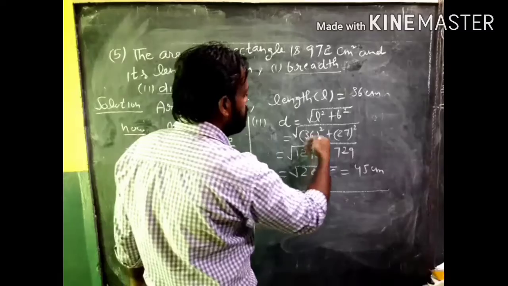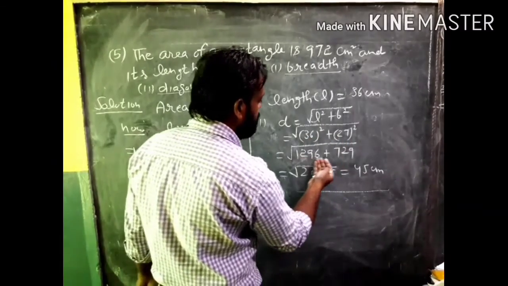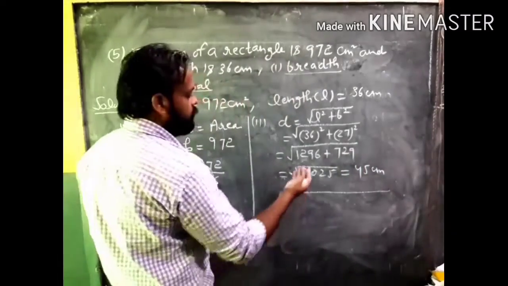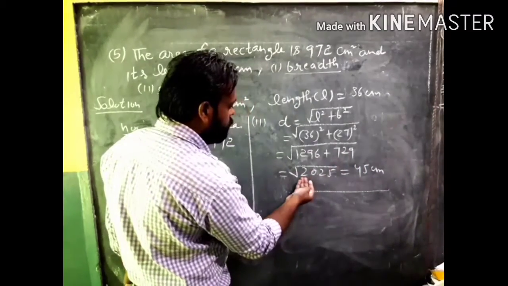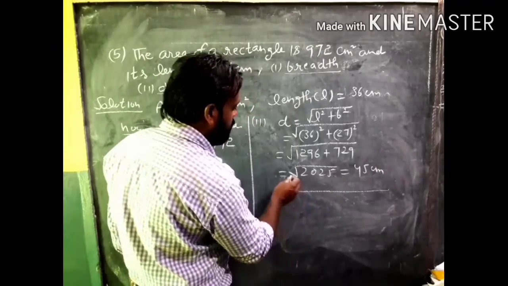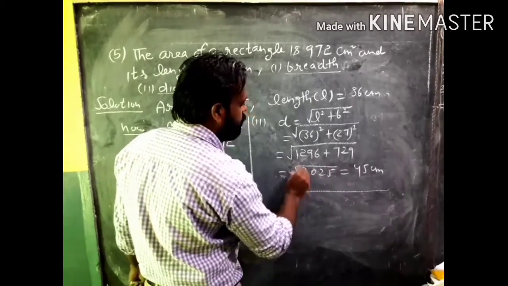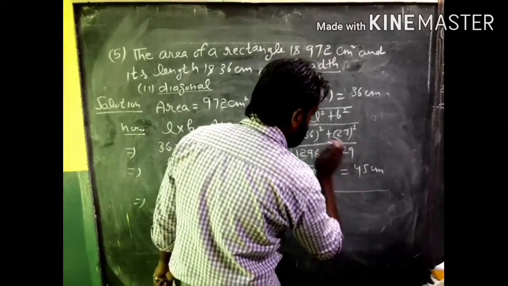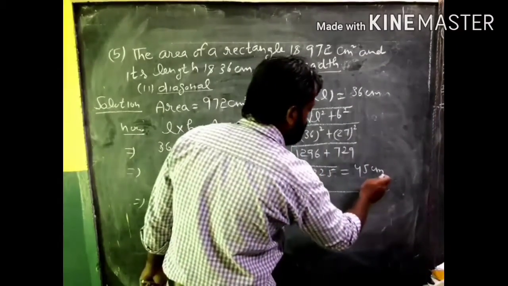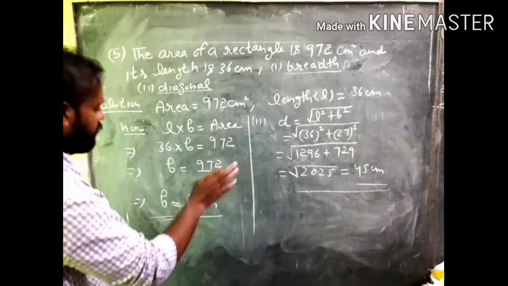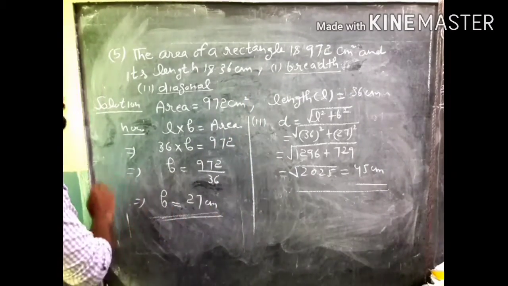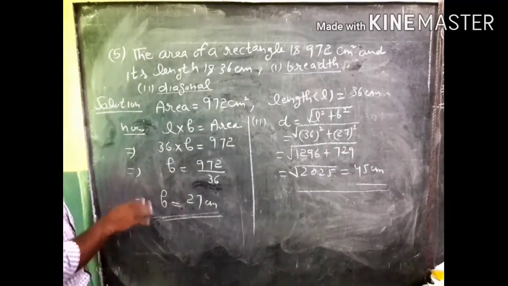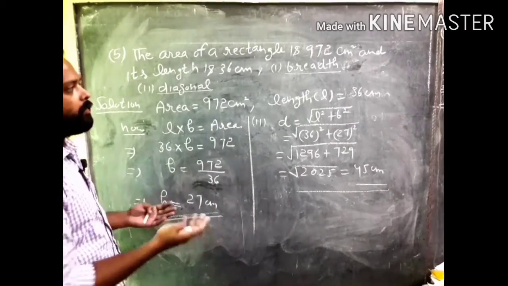Multiplying 36 twice gives 1296, plus 27 twice gives 729. After adding these two values, it becomes 2025, and the square root of this is 45. So the length of the diagonal is 45 centimeter in this case, and the value of the breadth is 27 centimeters. This way we can solve this sum. This is also very easy, you can try it by yourself.